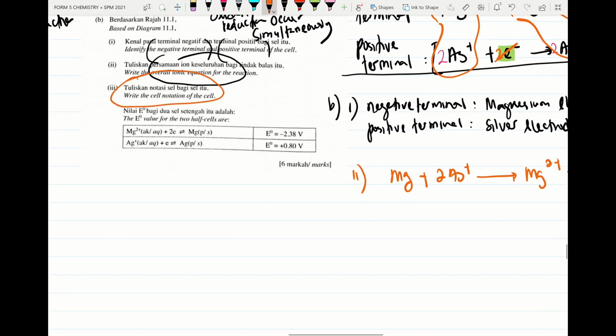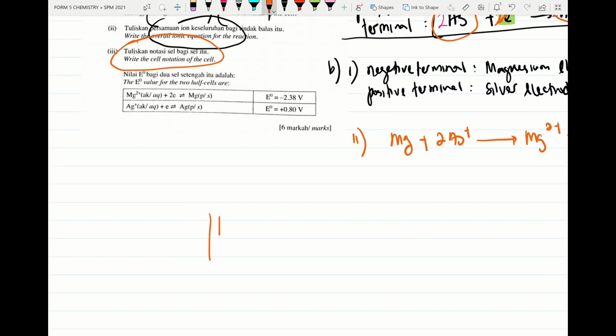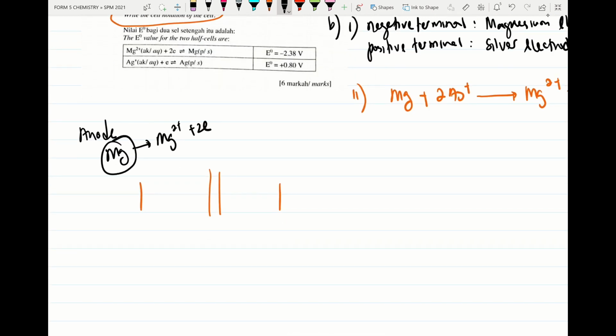Now we try to do the cell notation. How to do the cell notation? We do 2 lines here, and here one line. Next we check the half equation at the anode: magnesium becomes magnesium ion by losing 2 electrons. Take the magnesium, put it here, and put the physical state of magnesium, solid. Here we put magnesium ion, which will ionize in the aqueous solution, so we put aqueous.